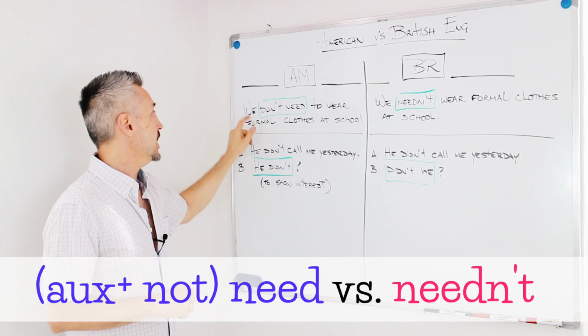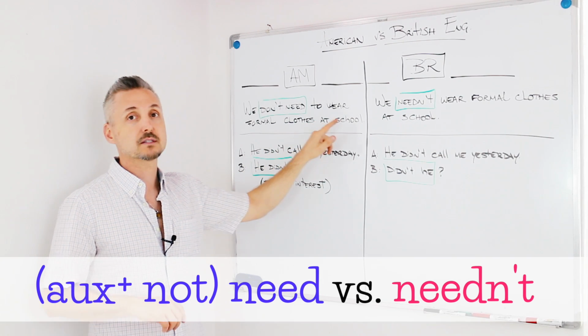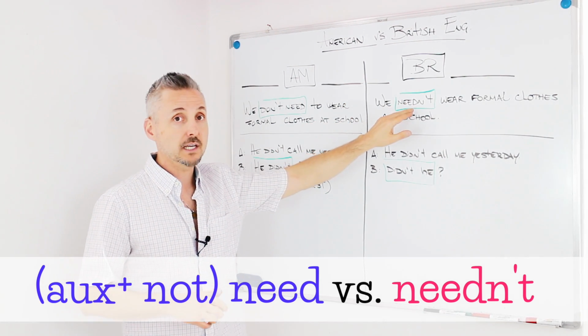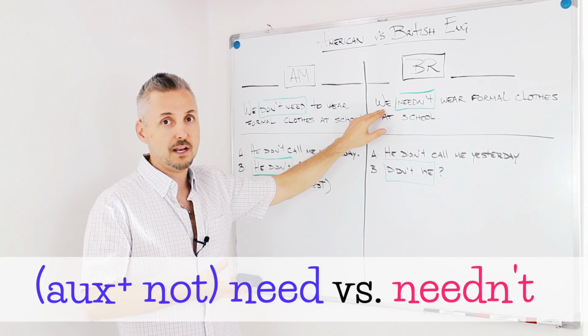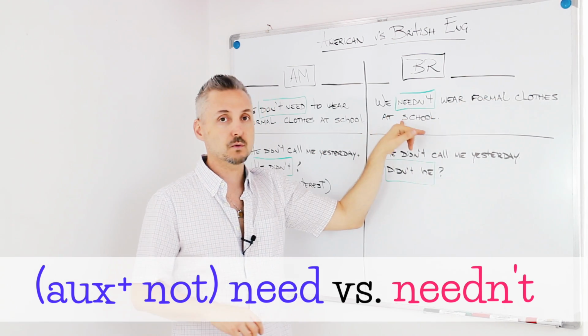So we would say we don't need to wear formal clothes at school, as opposed to British English, where need is with not. So you don't need an auxiliary with need. We needn't wear formal clothes at school.